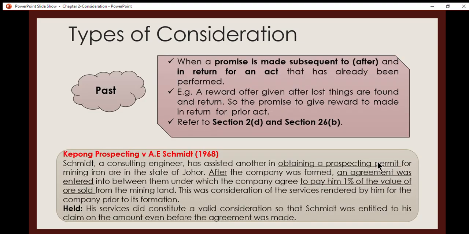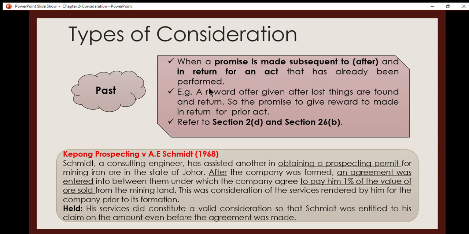Okay, next. The other type of consideration is known as past consideration. Please bear in mind that past consideration is valid consideration. This is where a promise is made subsequent to and in return for an act that has already been performed. In other words, a person already performed the act, but in future a promise was made to pay him, for example. This is known as past consideration.